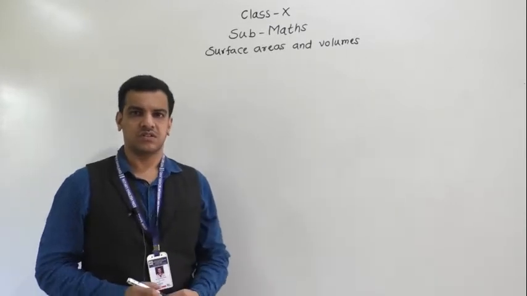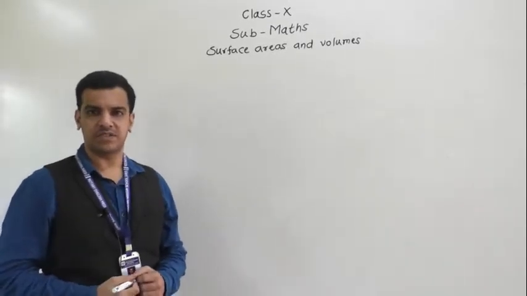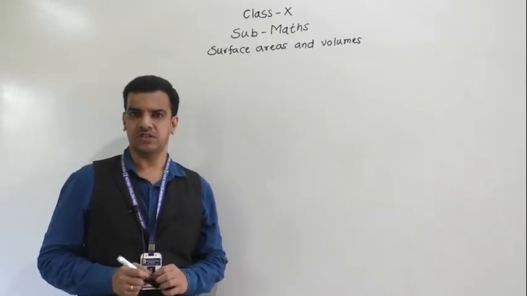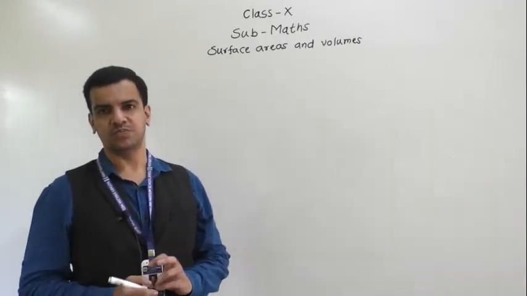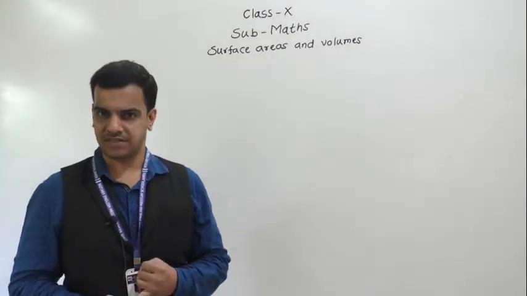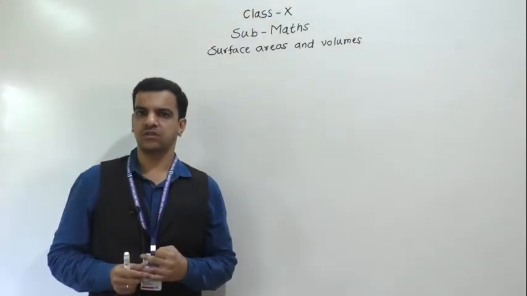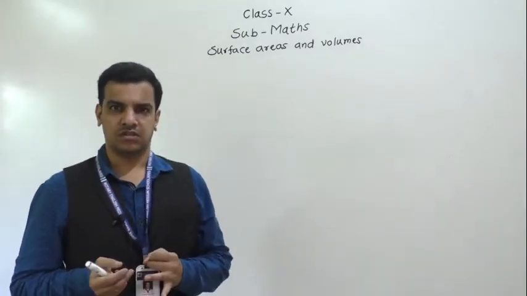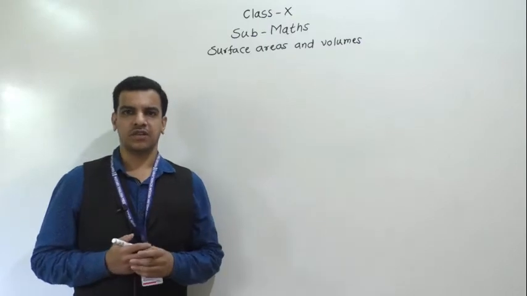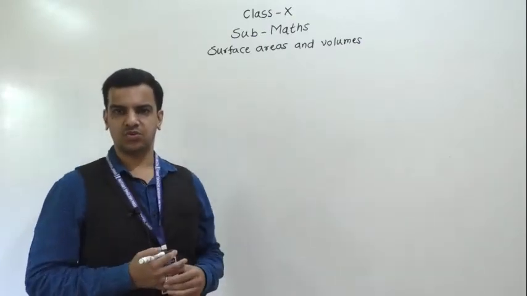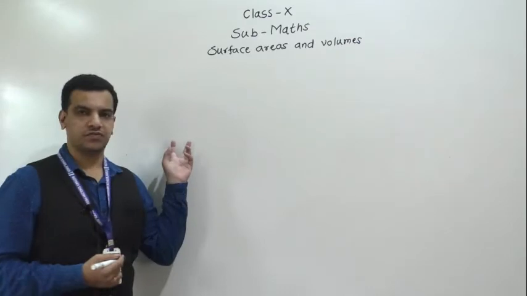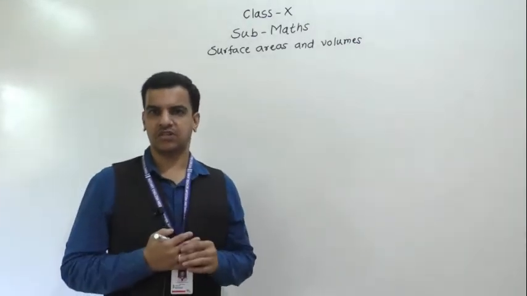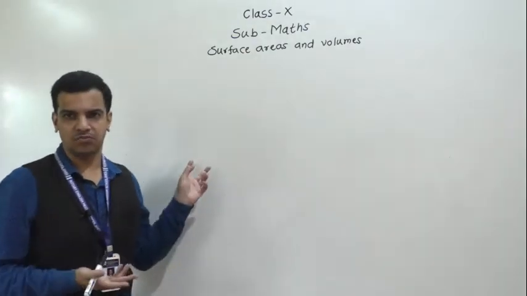Hello students, in the previous class we learned the surface areas and volumes of solid shapes, that is cuboid, right circular cylinder, right circular cone, then spherical shell or sphere, hemisphere, okay. In 10th standard we are going to learn combinations of these solids, and if we convert one solid into another, then what is the volume, okay?